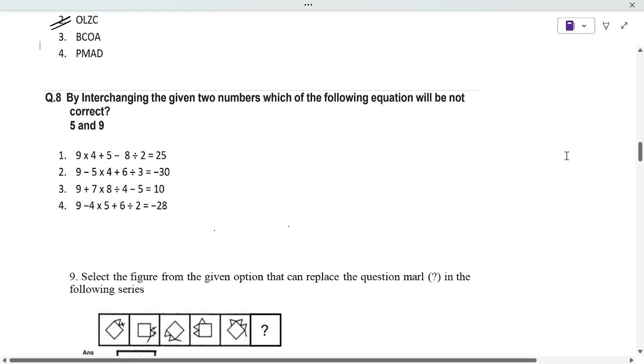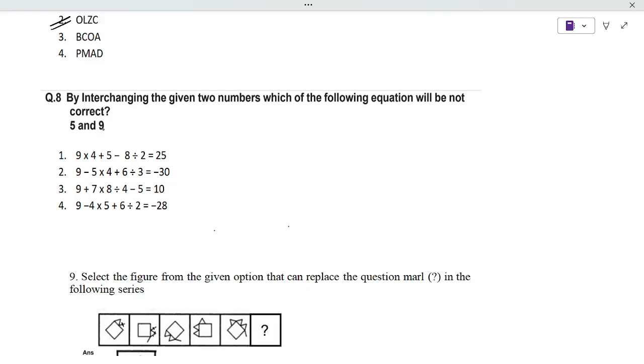Okay. This is samples and notation. By interchanging the given two numbers, which of the following equations will not be correct? Alright, so we need to interchange 5 and 9 and we need to find the incorrect one. So let's check option 1. So 5 and 9 should be interchanged.